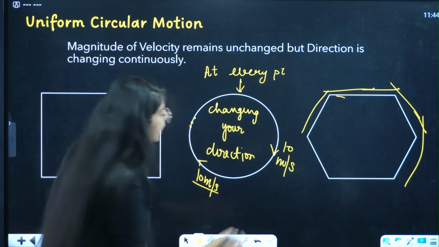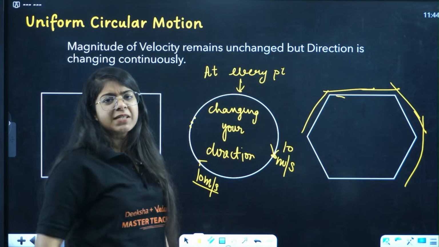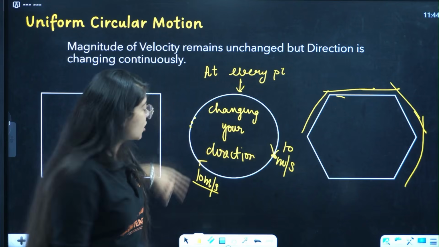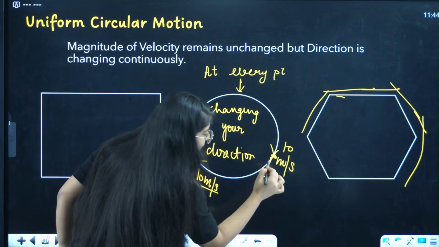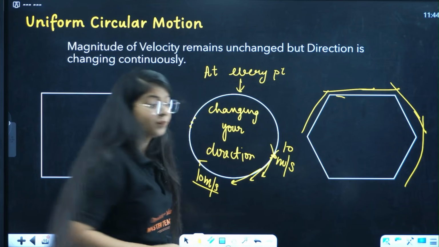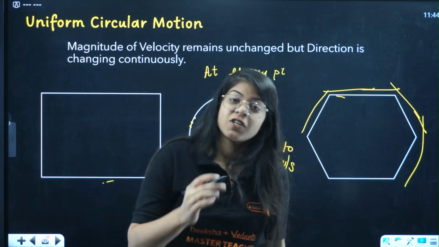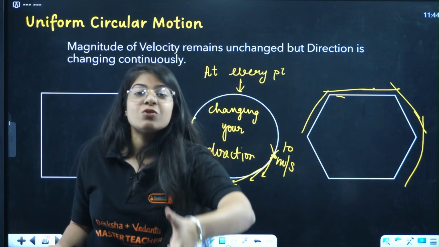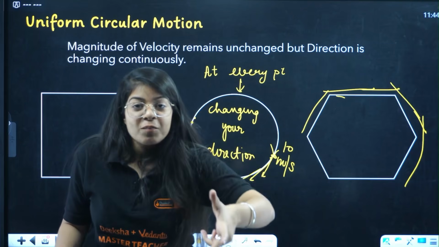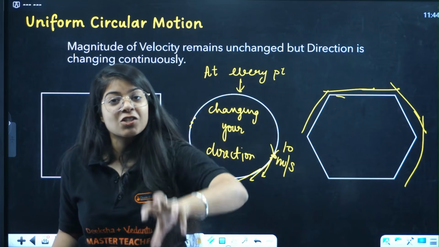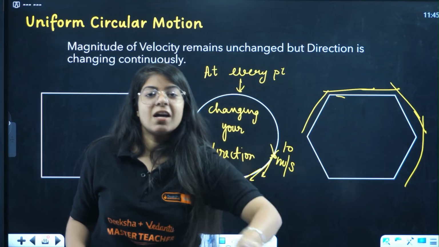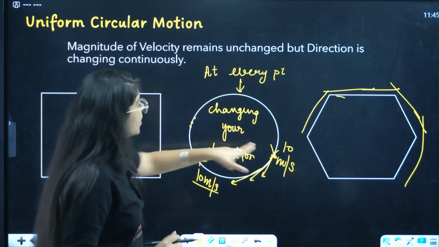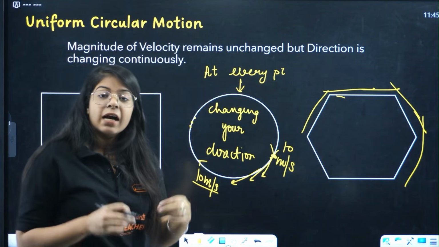So here the velocity was 10 meter per second, and here the velocity is also 10 meter per second, but the direction is changing at literally every point. From here the direction is here, direction is here, direction is here. So at every point, the direction is changing. That means every time acceleration is also changing, because acceleration is a combination of magnitude plus direction. If direction changes at every point, acceleration changes at every point. That's why we say magnitude of velocity remains unchanged, but direction is changing continuously.